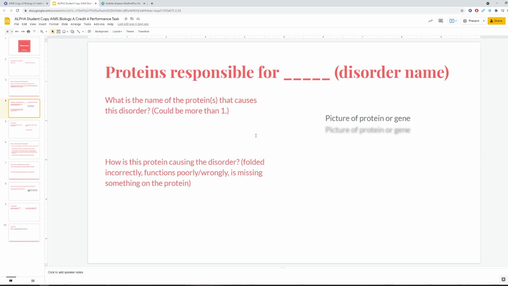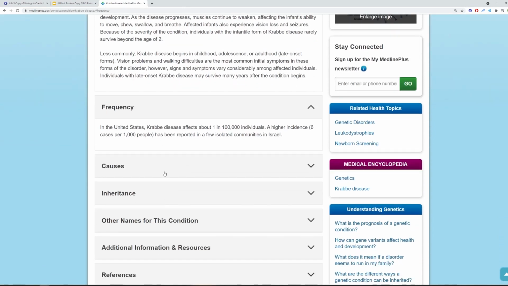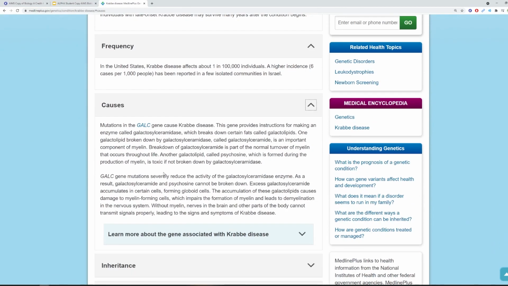But what's responsible for this? What is causing this disorder? Well, let's see. Is this a really good website that has all this information? I think it is. Causes? Awesome. So we need to figure out what gene is causing this disorder. Well, they spell it out for us. Mutations of the GALC gene cause Krabbe disease.